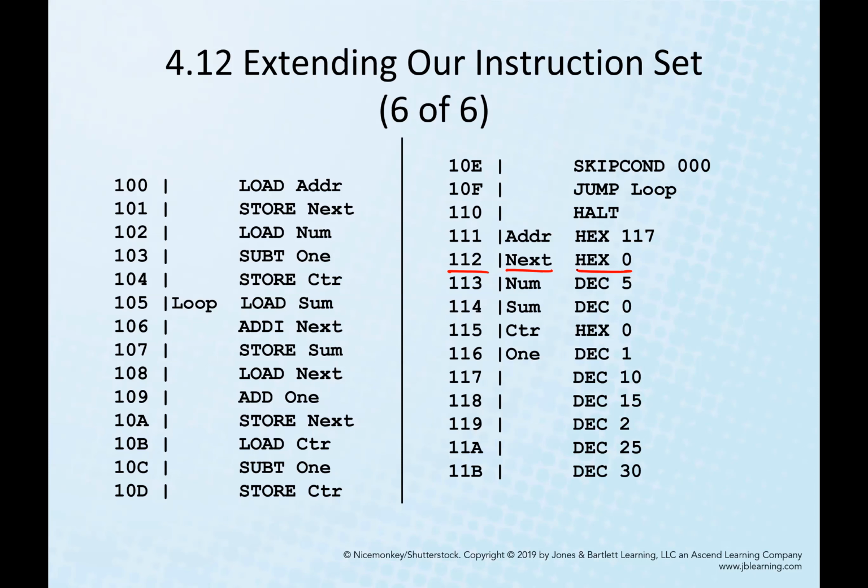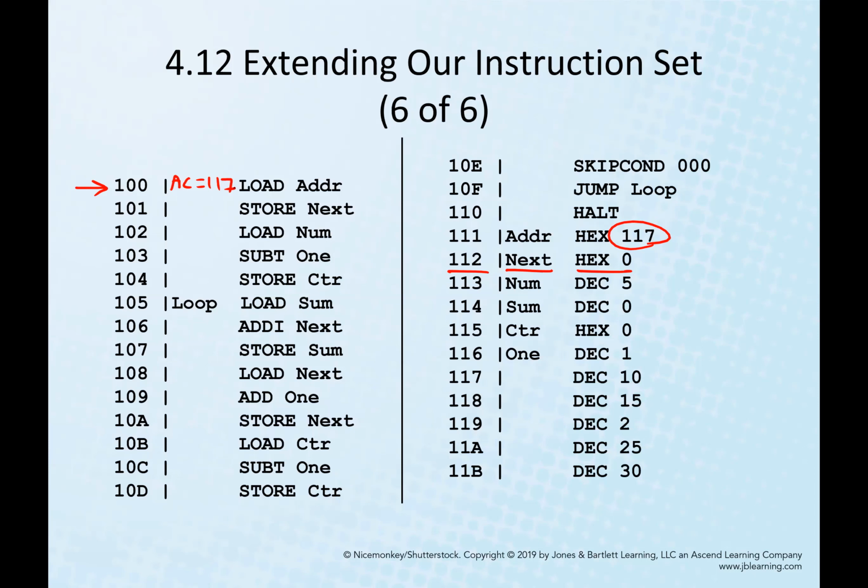Let's start from the first line of the program. Load ADDR. What does it mean? It means load 117 to the accumulator. So the accumulator will be equal to 117.